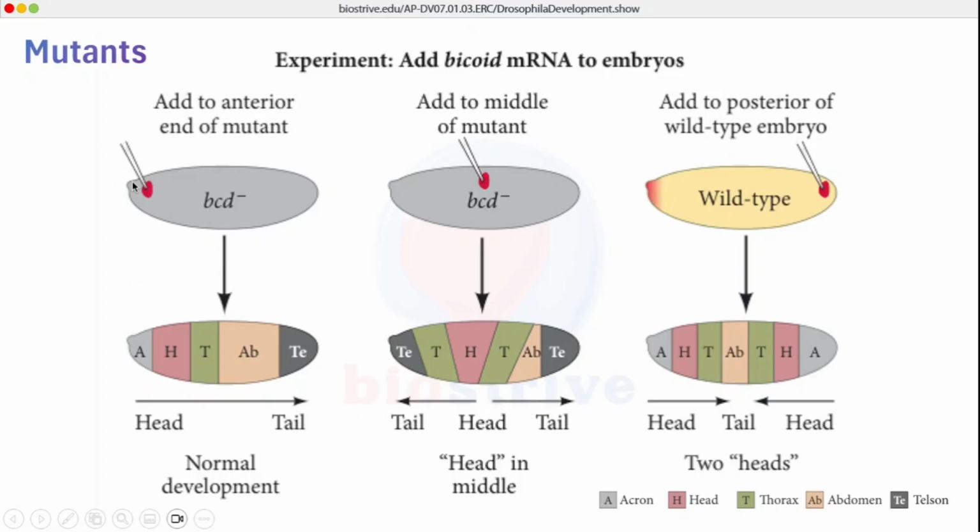Why is it so? Because at the anterior end, we already have Akron and Telson. With the addition of Bicoid, Akron will behave like Akron, and there will be head structure development. And at the posterior, we did not add any Bicoid, and Bicoid is anyway not required at the posterior end, where Telson will give rise to abdominal segments. In the second case, where the embryo itself was Bicoid deficient, if we add Bicoid to the middle of this mutant, it will give rise to head structures, and the gradient will spread to both sides, so it will have thorax on both sides. There is Telson, so it gives rise to abdominal segments.